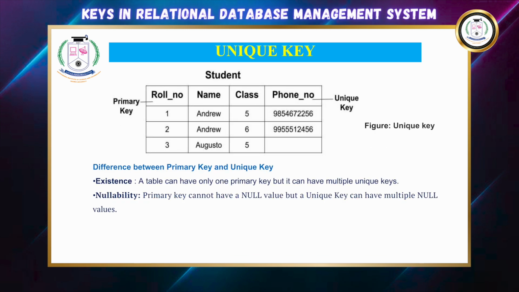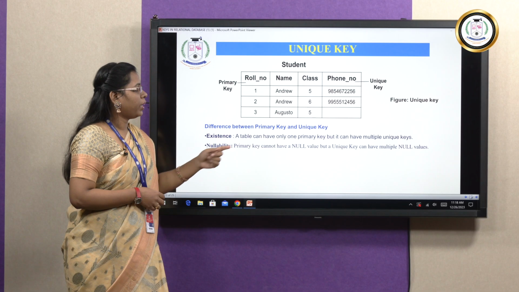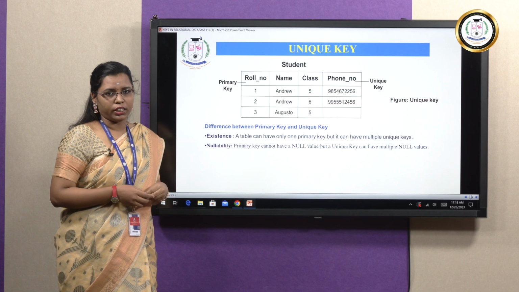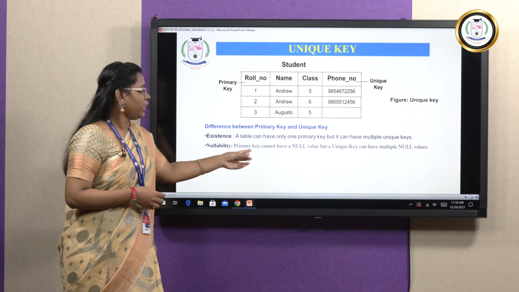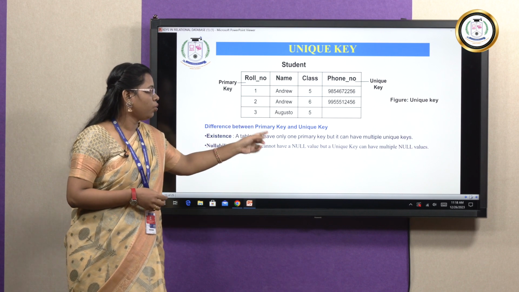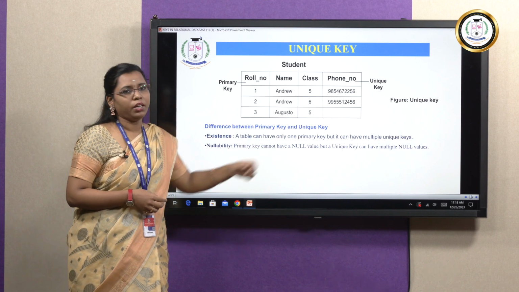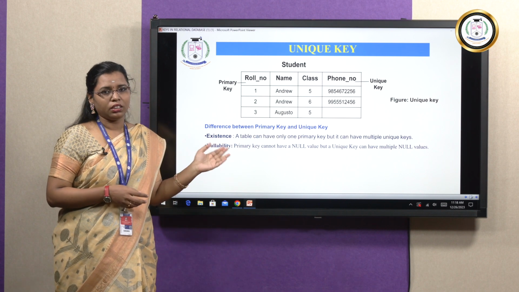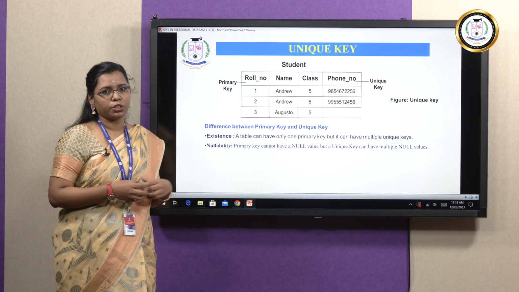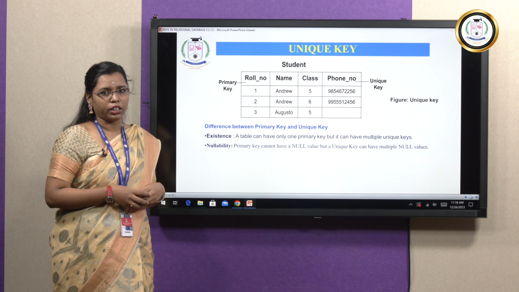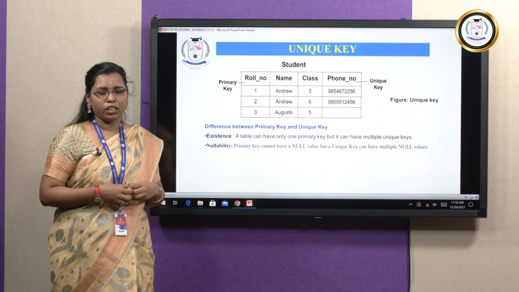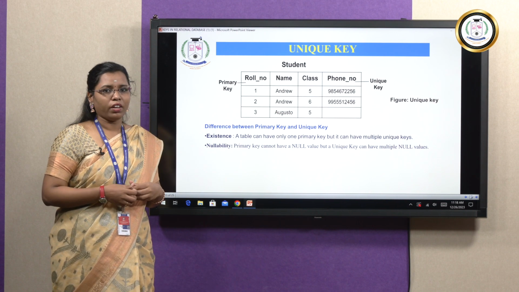A table can only have one primary key, but it can have multiple unique keys. A primary key cannot have a null value, but a unique key can have multiple null values. This is the main difference between the primary key and the unique key. Primary key does not have a null value, whereas unique key can have a null value.